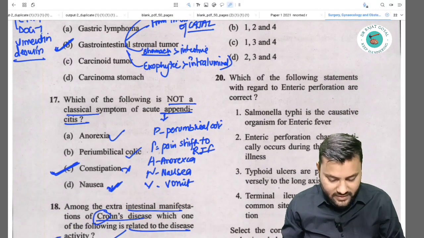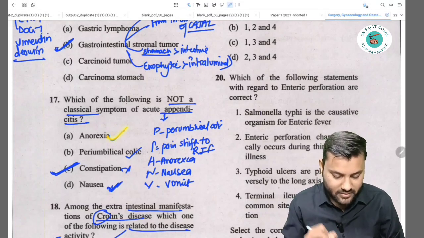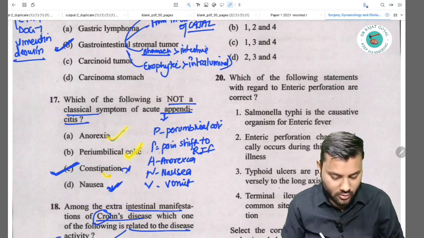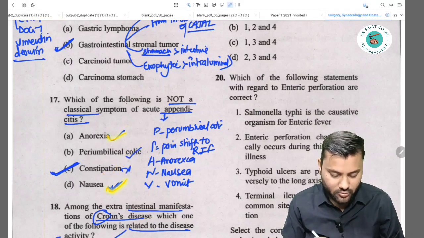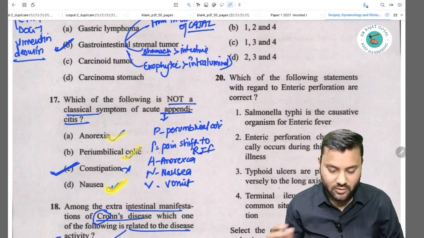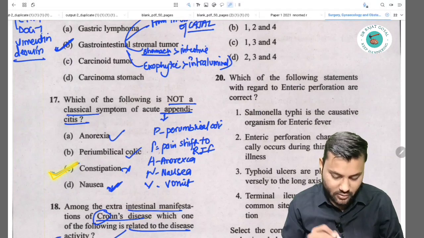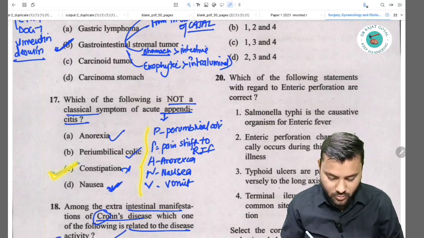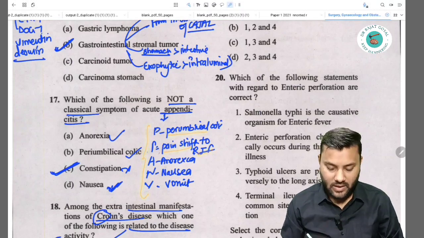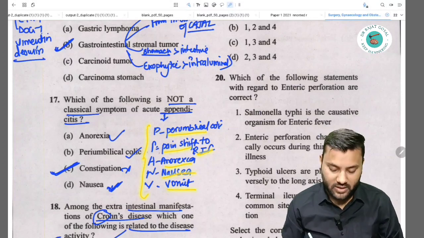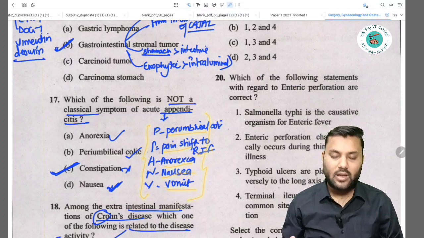Which of the following is not a classical symptom of acute appendicitis? So anorexia is present, periumbilical colic is present, constipation, no, constipation is generally not there, and nausea. So anorexia, periumbilical colic, nausea, these all are signs of acute appendicitis but not constipation. So the answer here will be C, constipation. So we know that the acute appendicitis symptoms are periumbilical colic, pain shifting to the right iliac fossa, anorexia, nausea and vomiting. So these are the common features of appendicitis.